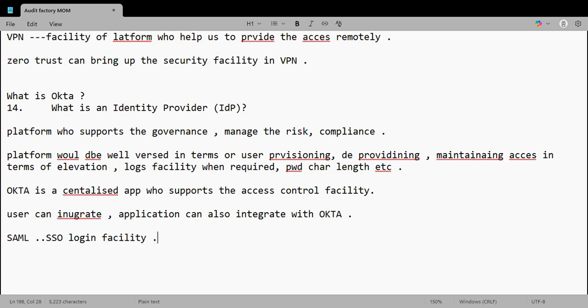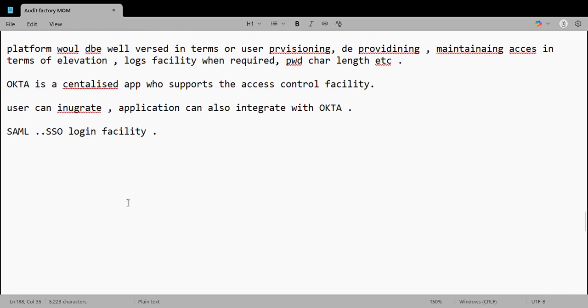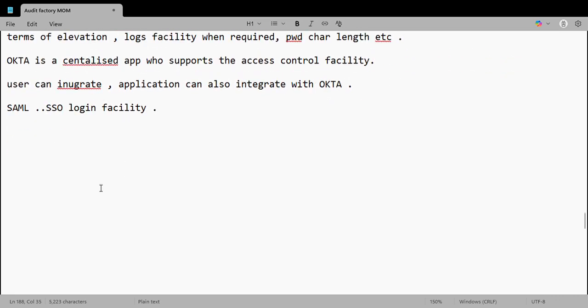So this is all about the questions of what is Okta and what is an identity provider, in terms of access control. Okta is a centralized application which supports access control facilities with user provisioning, deprovisioning, maintaining access in terms of elevation, log facility when required, and password characteristics; everything would be a part of Okta. So this is all about today's session, guys.